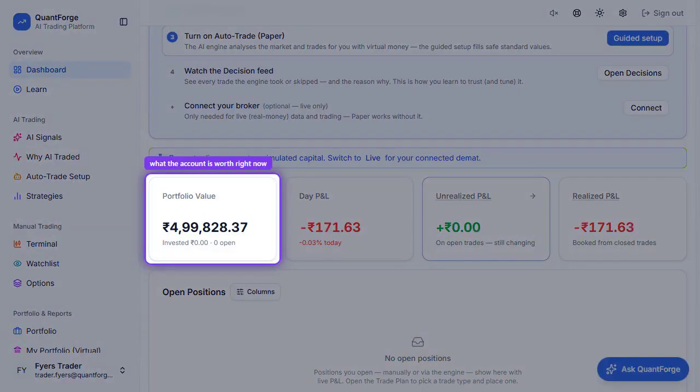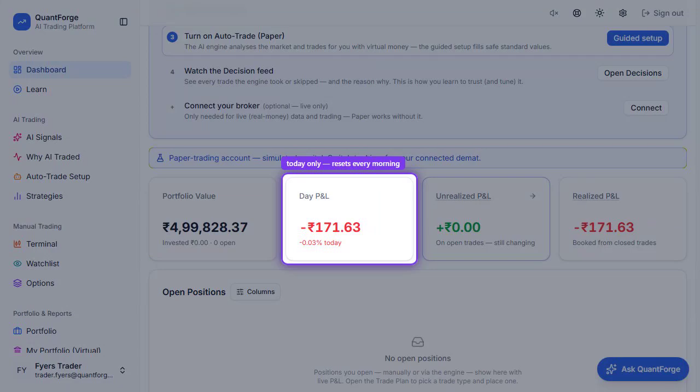Four big numbers. They look similar and I mix them up. They answer 4 different questions. Portfolio value is what the account is worth right now, cash plus whatever your open trades are currently valued at. Underneath it tells you how much is invested and how many trades are open.